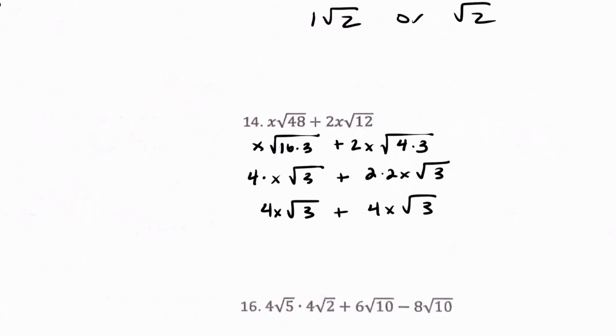And we have the same indices. Both of them have an index of 2, and we have the same radicand. So with those 2 things, I can definitely combine these 2 terms here. So 4x plus 4x, that's 8x root 3. That's your answer for number 14.